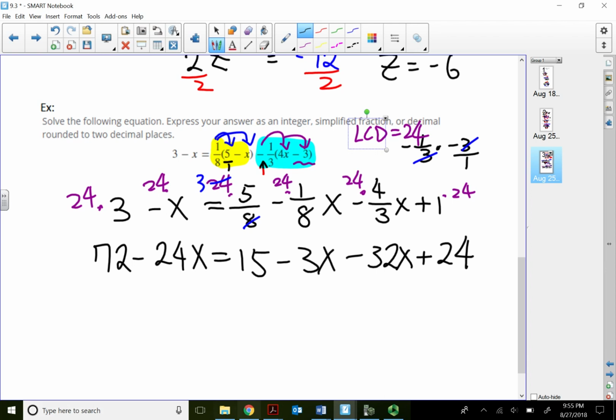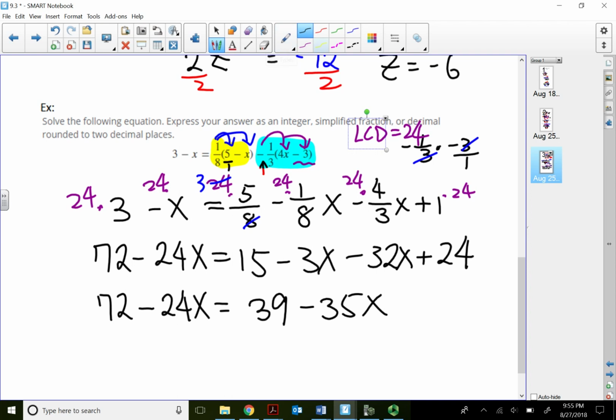All right, so let's see. No like terms here on the left. Negative 3x and negative 32x are like terms. I can combine them. 15 and 24 are also like terms. I can combine them, 15 and positive 24. So 15 plus 24 is 39. Negative 3x minus 32x, terms with the same sign, we add. So that's negative 35x, equal to 72 and a negative 24x on the left.